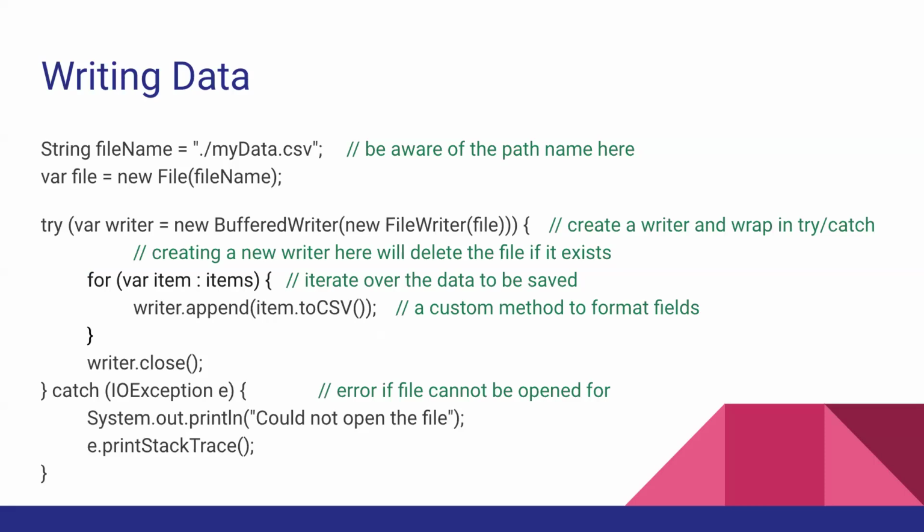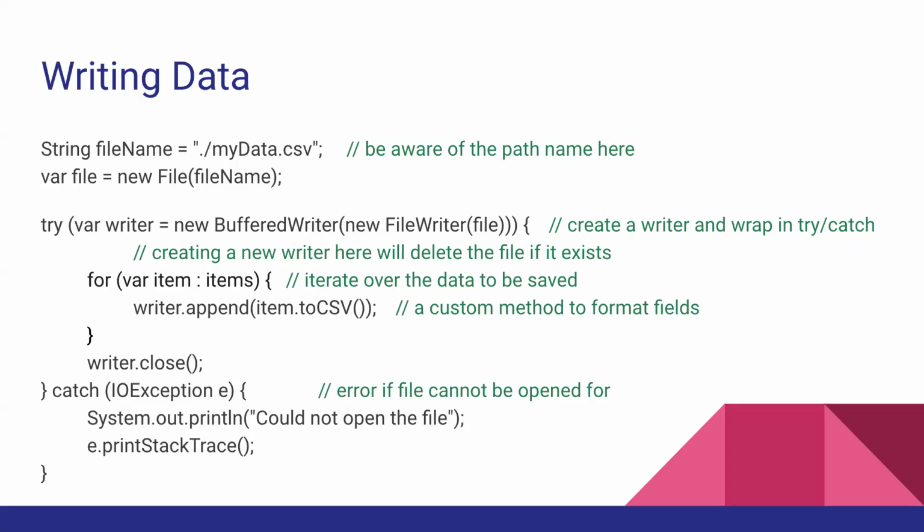So here's how it looks. You have a file name called my data.csv. So you need to be aware of the file path in your data. In this case, this is ./ This is a notation that says use the current directory. So this would be whatever directory the program is running in. That's where the data file would be.